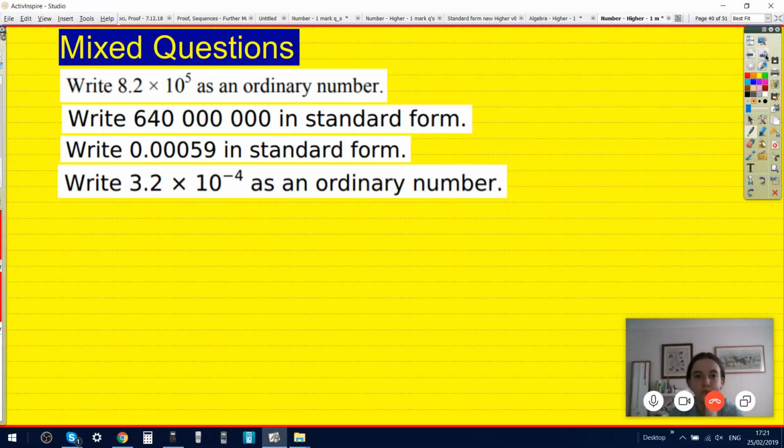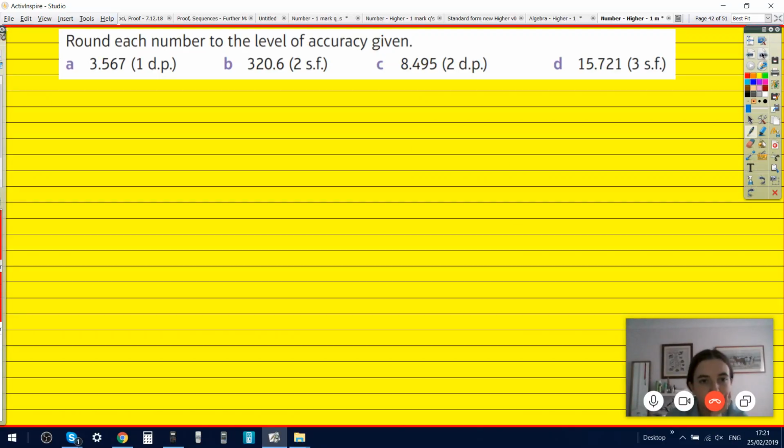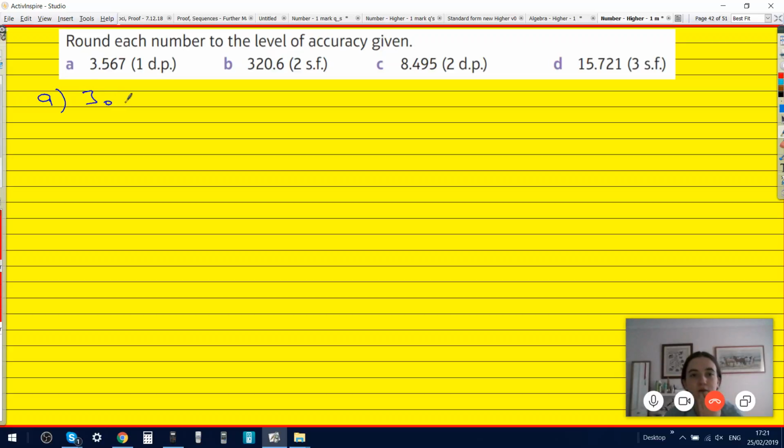Mixed questions for this. So this is where I should have done the mixed questions before. So I'm going to skip over them. Okay. This one, first one. We do all 40s. 3.6. B. 320. 8.50. 15.7.